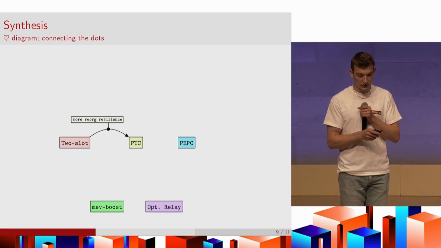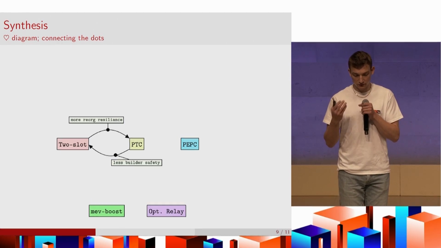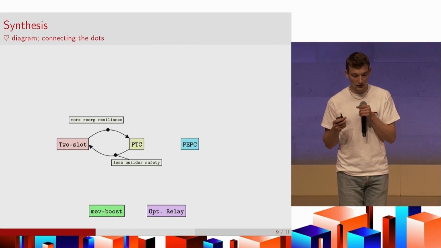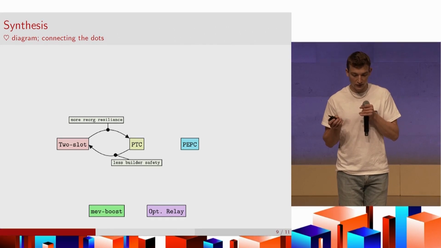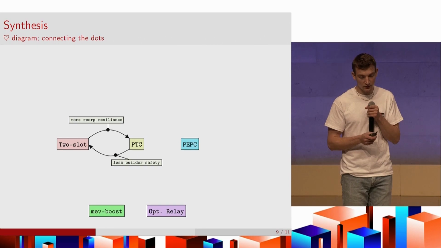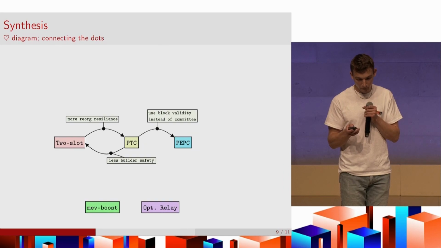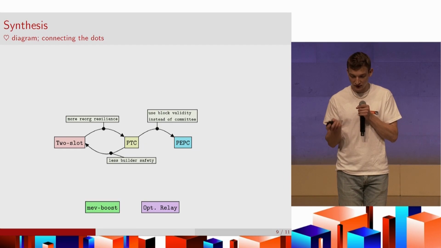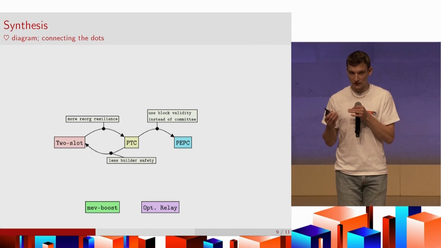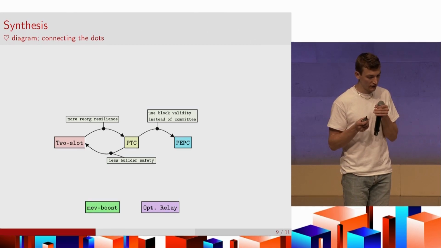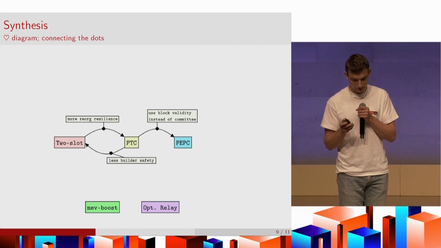So PTC and 2-slot are really closely related, but basically we trade off what's called reorg resilience, which is part of the consensus stability, the consensus safety. We trade it off for builder safety. So if we're choosing between these two, basically we decide how much we want to give the builder assurances versus how much we want the protocol to have certain properties. To go from PTC to PEPC, we use block validity instead of a committee. So this is about who is doing the enforcement of these commitments and these checks, and PEPC is doing the commitment at the block validity level.